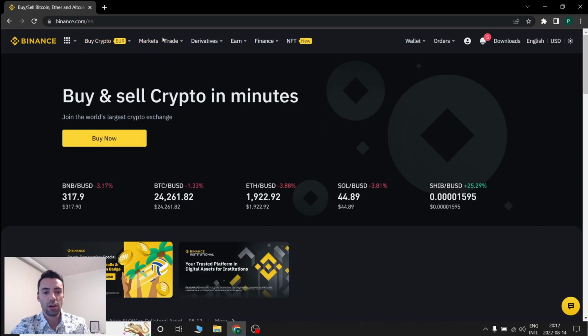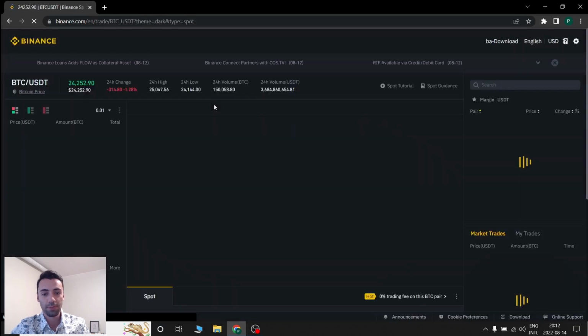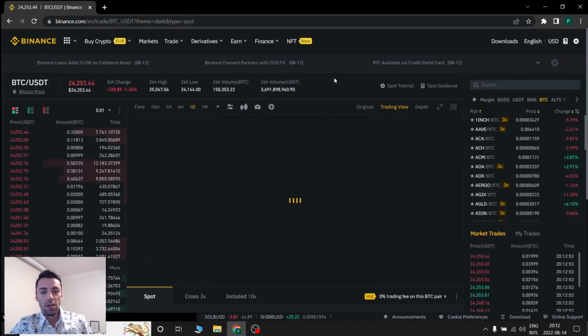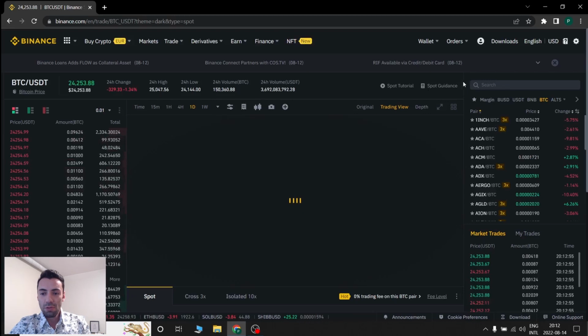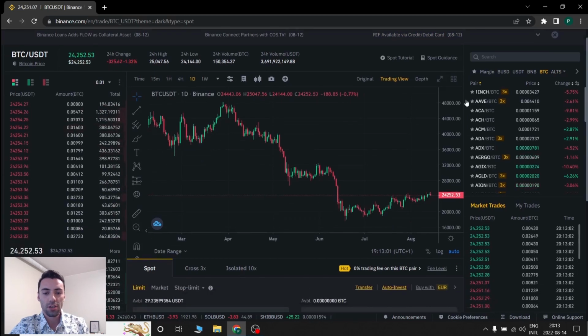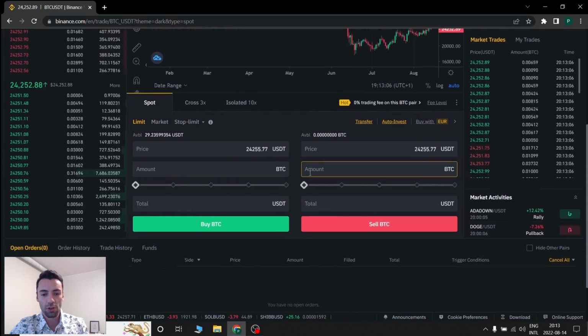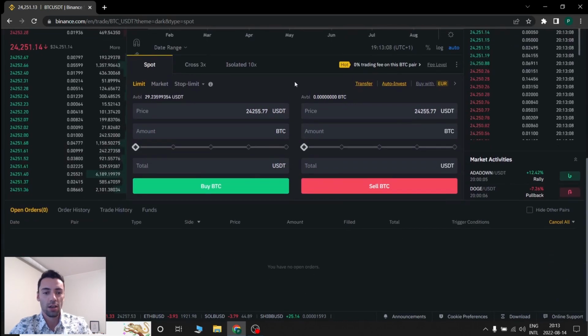So here on the top bar we have Trade, and we go through Spot. We have been here before. In the previous video I told you about the different parts of the features on this page, and we are going down here. Today we want to talk about this side and how we can open a position.